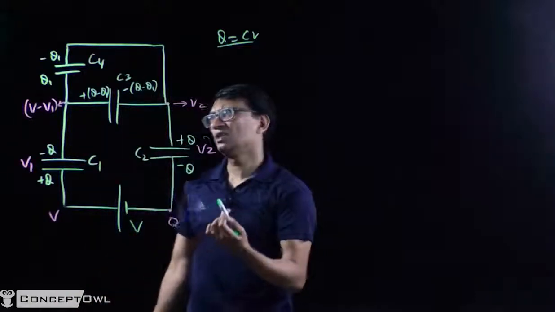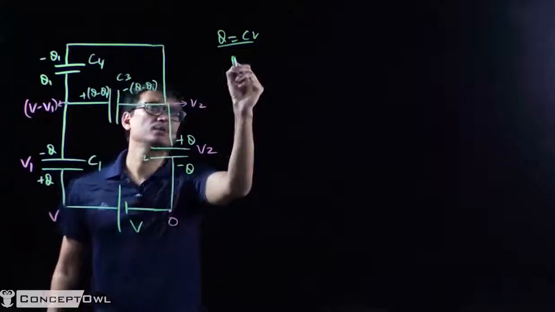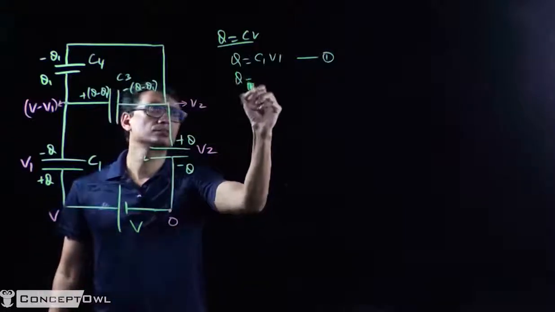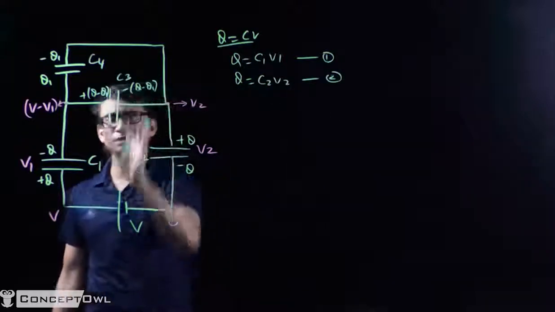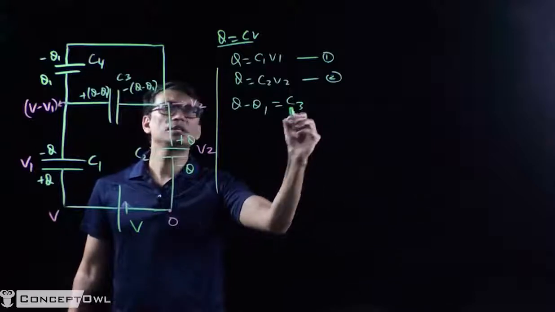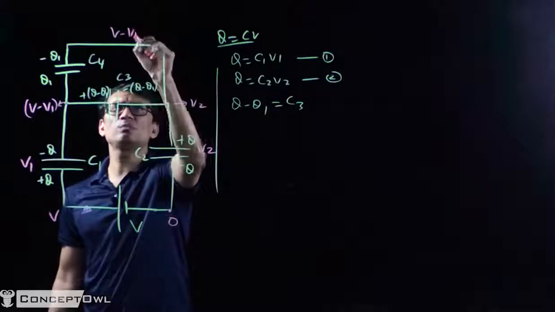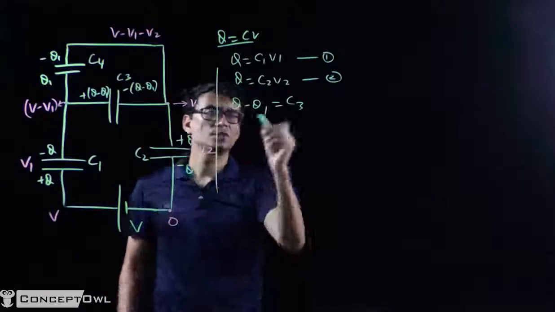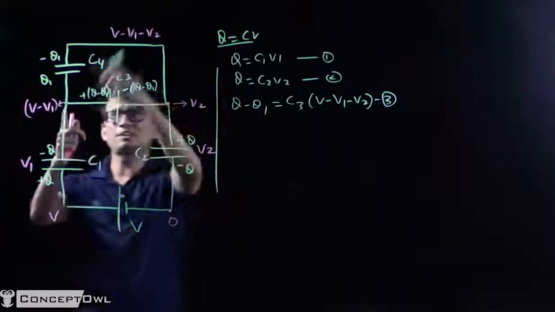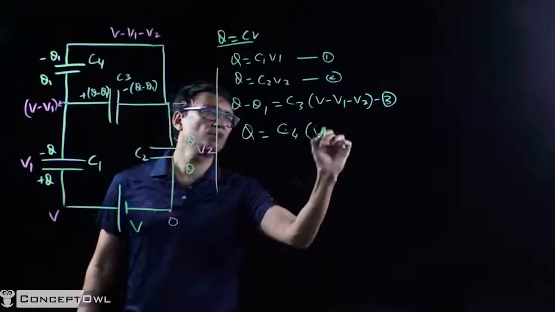Let's write the equations. First one: Q equals C1 V1. That's my first equation. Second: Q equals C2 V2. Third: here this would be Q minus Q1, which is equal to C3 into the potential difference. What is that? It is V minus V1 minus V2. So Q minus Q1 equals C3 into V minus V1 minus V2, and this is my third equation. The fourth one has the same potential difference, but the charge here is Q1, so Q1 is equal to C4 into V minus V1 minus V2.